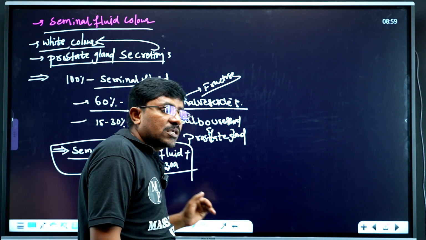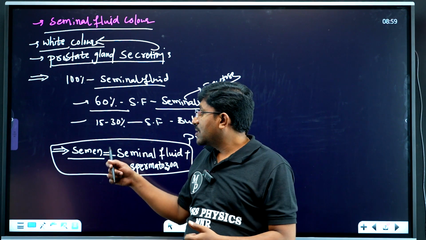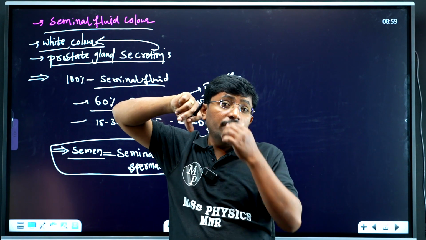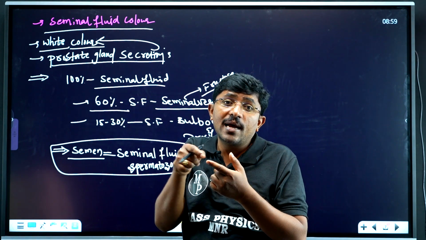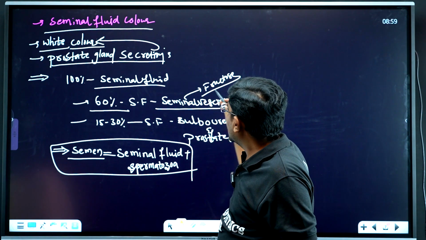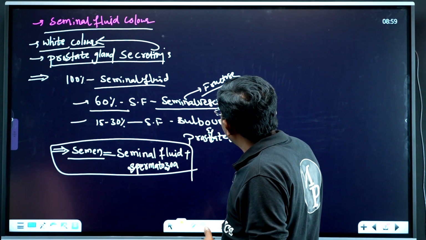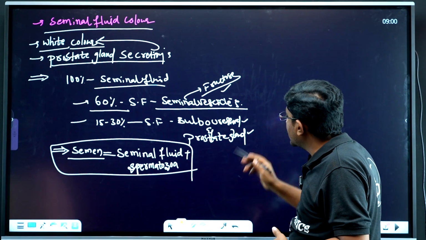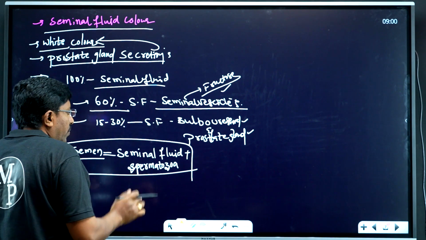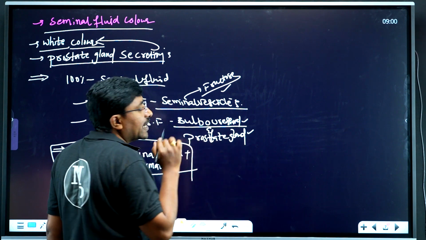Generally, in our examination they ask regarding semen: what is the composition of seminal fluid? What is the semen? Which male reproductive gland has the highest contribution for production of seminal fluid? The highest contribution is by the seminal vesicles. The next contribution is by the bulbourethral glands as well as the prostate gland.